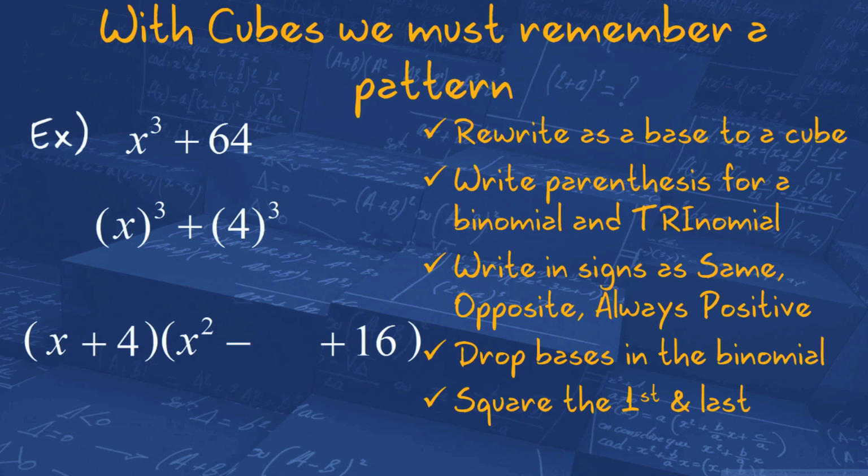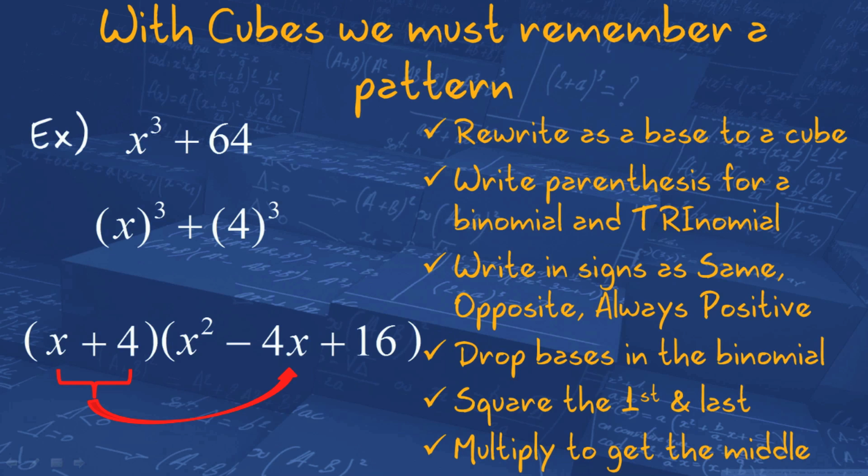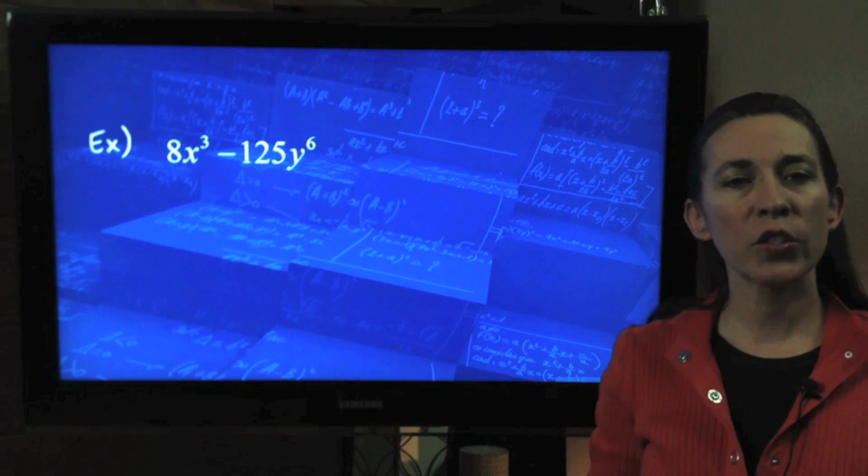So now we're going to multiply the x and the 4 to give us our middle term. So x times 4 gives us 4x. And there's our middle term, which is one of the reasons why we did the signs first, so you wouldn't get confused whether it was a positive 4x or a negative 4x. And there's our answer. So let's try another example.